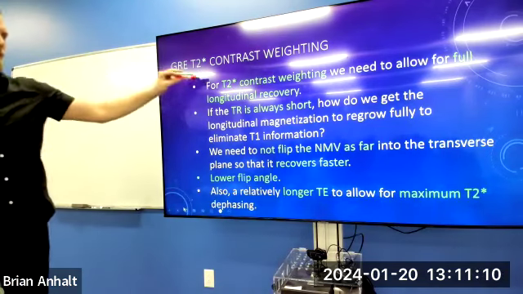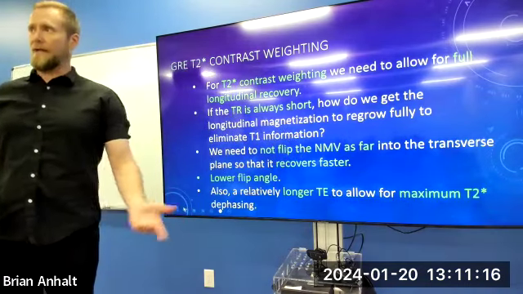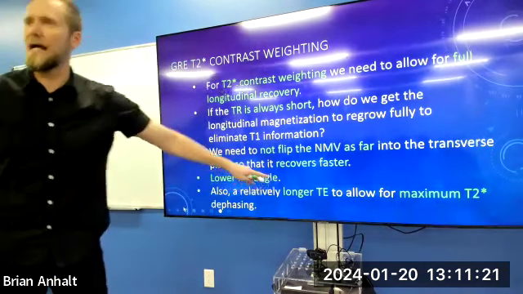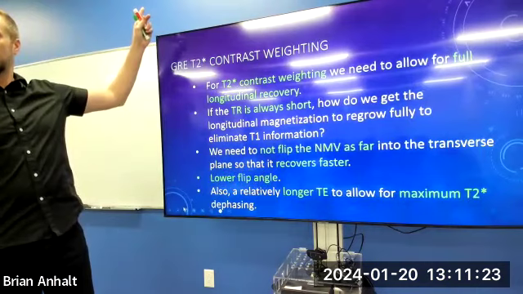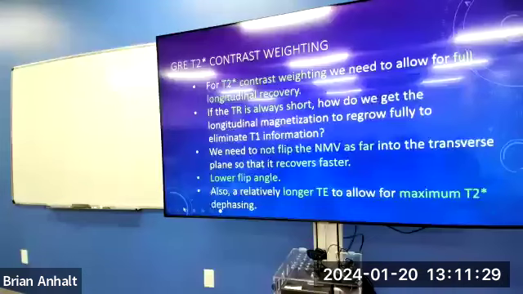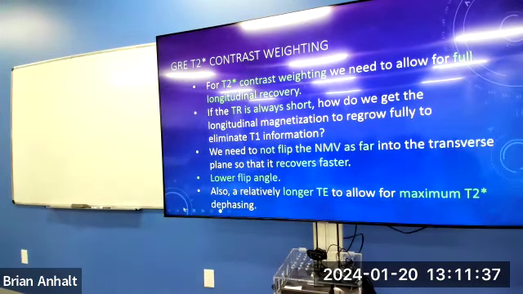So to get T2 star weighting, we have to eliminate T1 information. We just do not flip the NMV as far. We lower our flip angle now. Lower the flip angle to allow for longitudinal recovery. Think about it as a head start to longitudinal recovery. You're putting somebody ahead in the race. Remember before, it took a long time to get back to longitudinal recovery. Right now, we just don't push them as far. We put them towards the finish line quicker by not flipping it all the way down. So it's going to recover in a shorter period of time since it doesn't have as far to go.